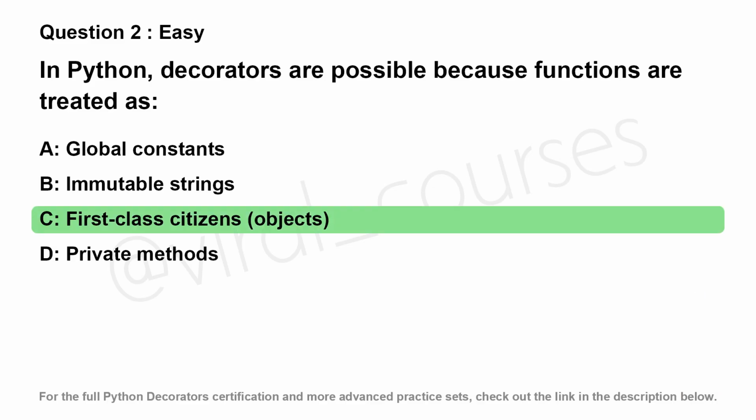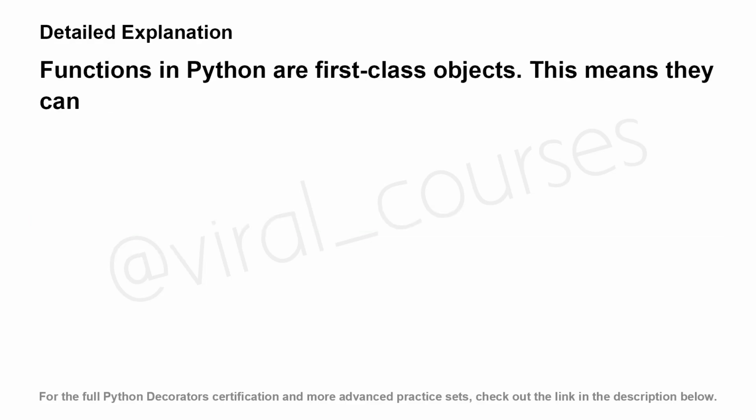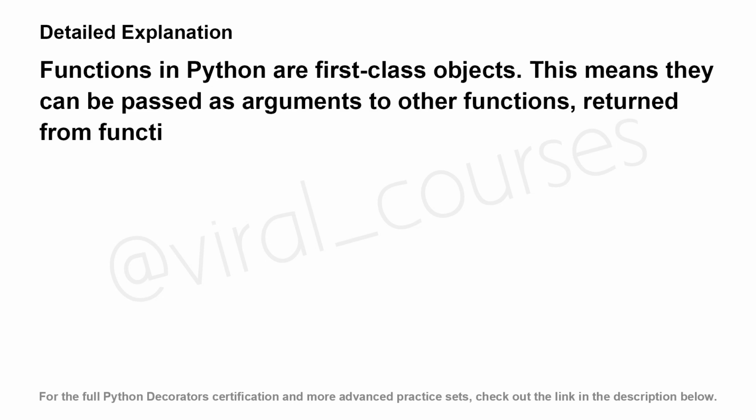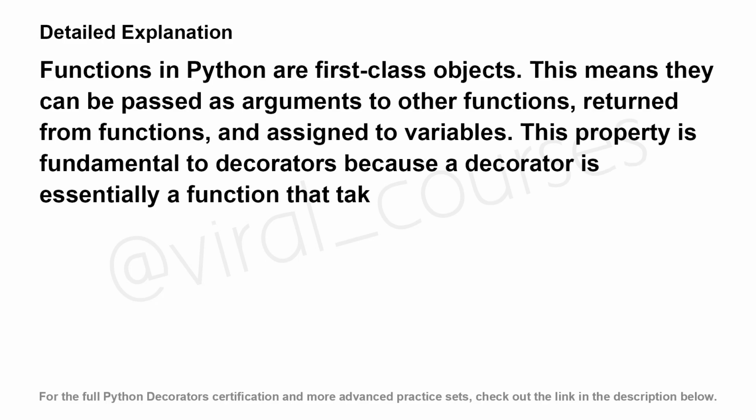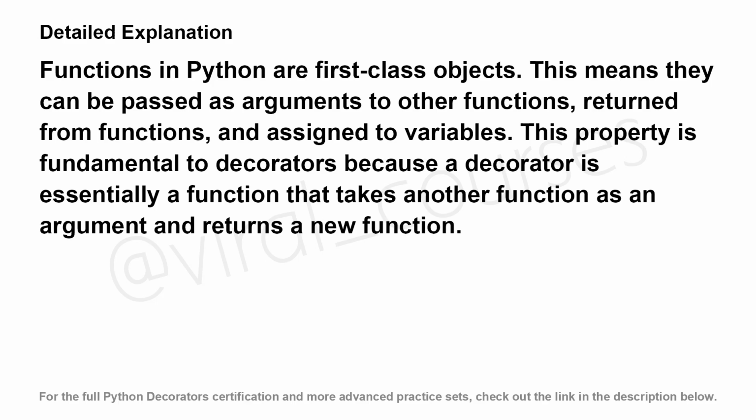The correct answer is C. Functions in Python are first-class objects. This means they can be passed as arguments to other functions, returned from functions, and assigned to variables. This property is fundamental to decorators because a decorator is essentially a function that takes another function as an argument and returns a new function.